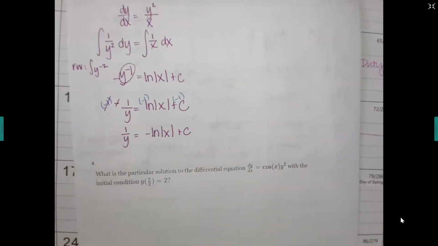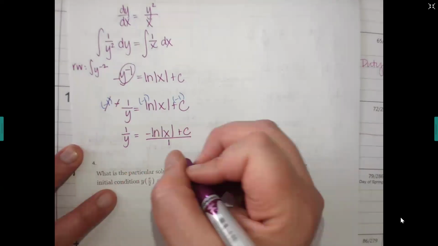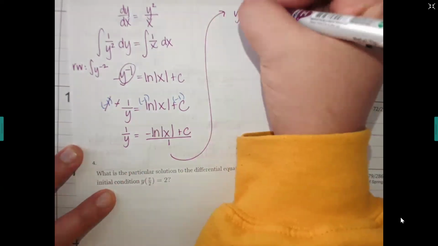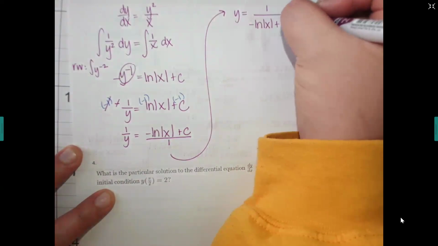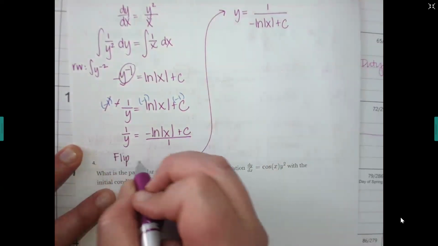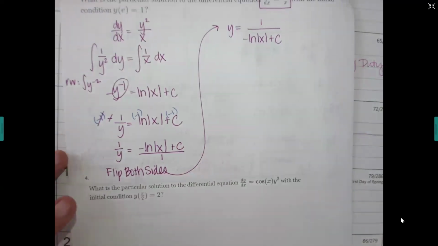Okay, when we get to here, how do we get the y out of the bottom? Don't multiply. You could, but don't. We want to flip both sides. And if I want to flip this side, I need something on the bottom. So I'm just going to put that whole side over 1. So my general solution is going to be y equals 1 over the negative natural log of x plus c. Okay, so I'm going to put here, flip both sides. If you need to get y by itself and it's under a 1, just flip.